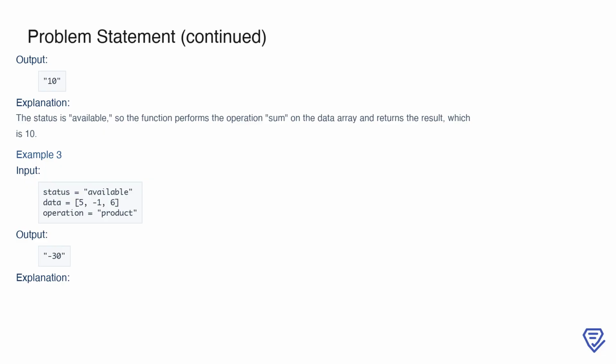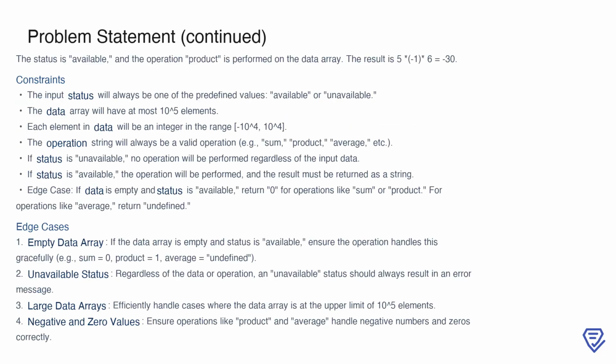Now, let's explore another example where the operation is different. Suppose status is available, the data array is 5, minus 1, 6, and the operation specified is product. Here, because the status is available, the function executes the operation product on the data array. This means it multiplies all the elements together. 5 multiplied by minus 1 gives minus 5, and minus 5 multiplied by 6 results in minus 30. Therefore, the output of this operation is minus 30.